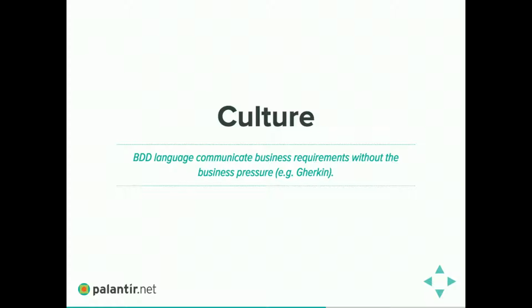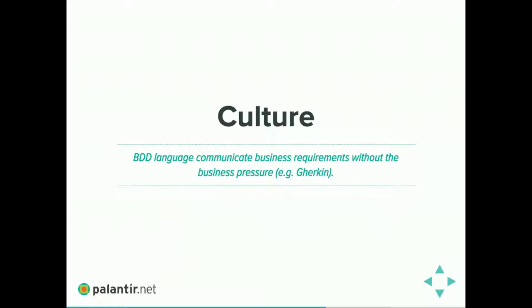BDD language communicates business requirements without the business pressure. If any of you have looked at Gherkin, hopefully you have an idea of what I mean here. Gherkin is a way to describe what the client needs in a standardized format. It keeps it formal. If you have a client coming to you in a panic because they have some new deadline that they need to meet, or maybe they're working with another organization and something has changed on their end, and they're under pressure.